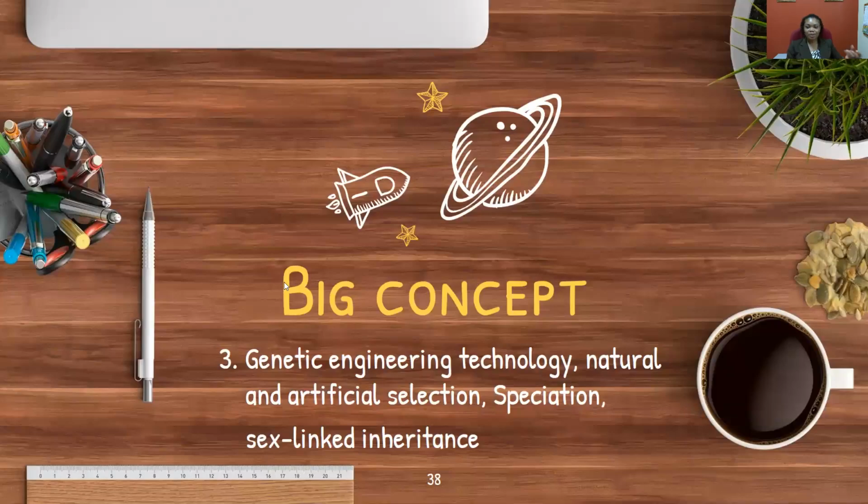As promised, today I'll be doing part 2 of the video that I started last week. I'll be looking at genetic engineering, mitosis, meiosis, artificial and natural selection. So that's X-linked inheritance. So stay tuned. So, big concepts: genetic engineering technology, natural and artificial selection, speciation, and sex-linked inheritance.